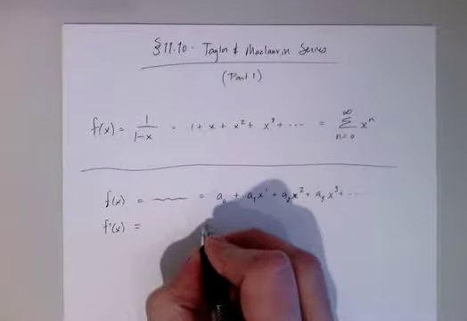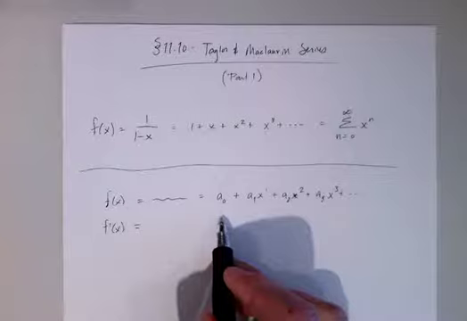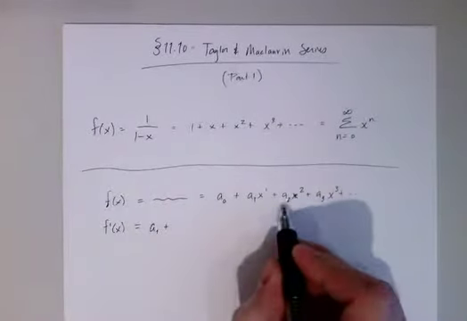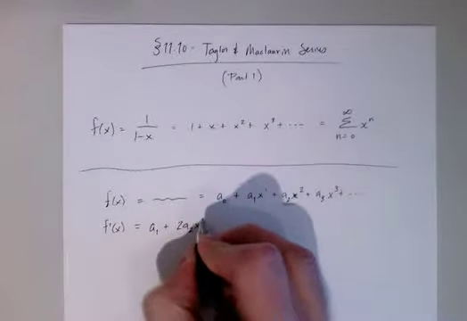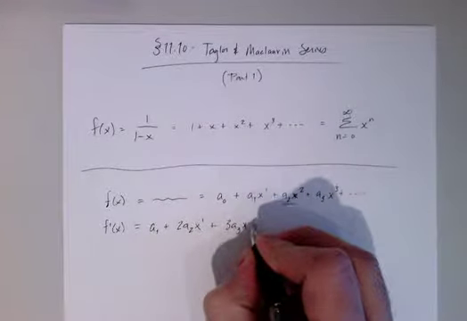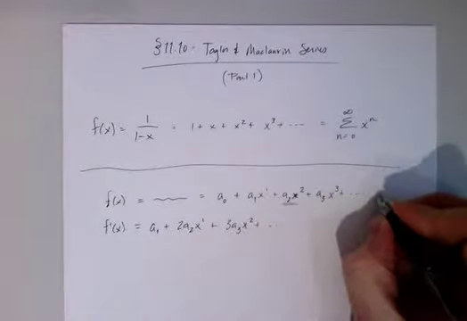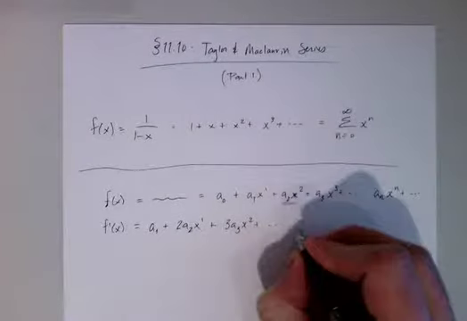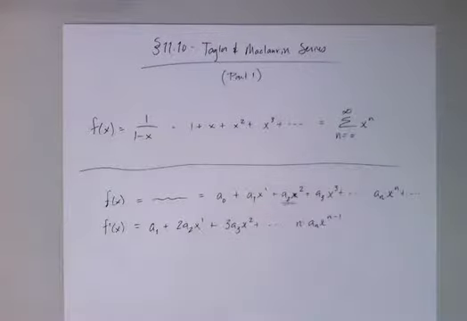Okay, and so what you have here is, obviously a sub 0 is a constant, so it falls out, and what you have is a sub 1. And if you take the derivative of this term, you bring the 2 down, 2 a sub 2 x to the first. You bring the 3 down, 3 a sub 3 x squared plus dot dot dot. And what you have here is this one had sort of an a sub n x to the n term, right? Well, then you have n times a sub n x to the n minus 1.